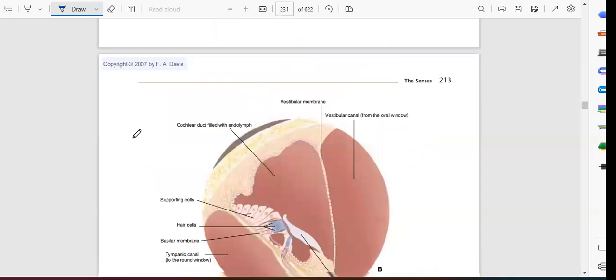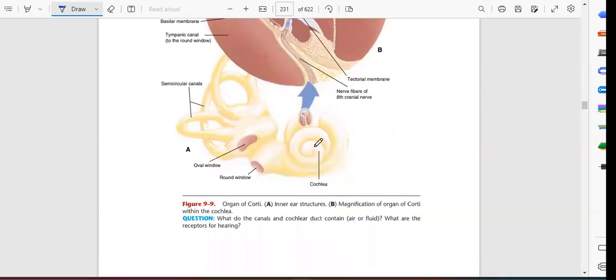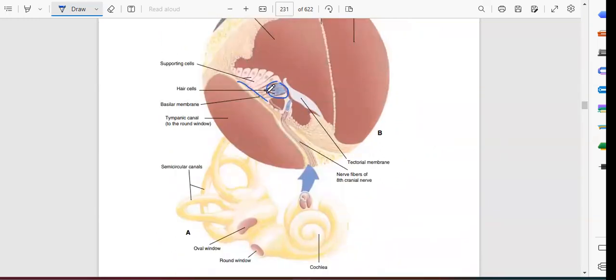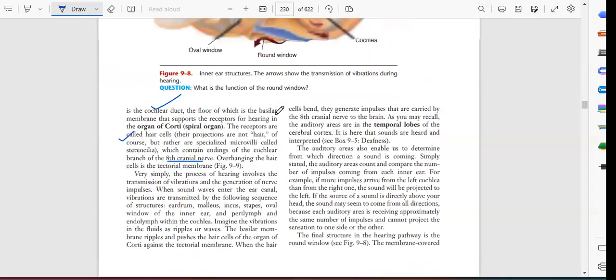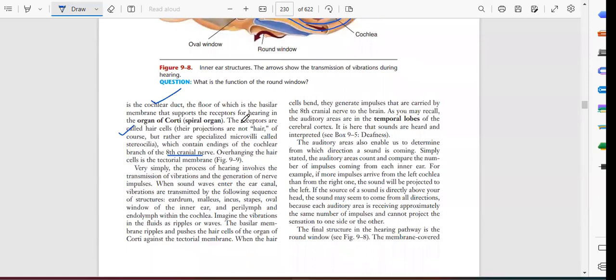And again, you can see that in the cochlea we have hair cells. You can see this is the hair cells. This is the basilar membrane. Okay, you can see this is the cochlea. Hair cells are present. So what is the function of the hair cell? So basically they are receptors. The hair cells are receptors.